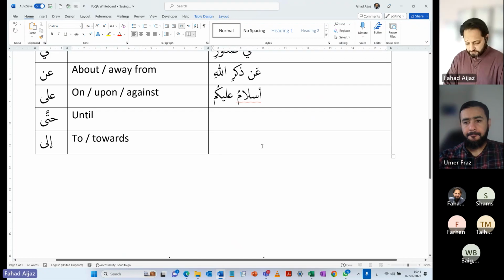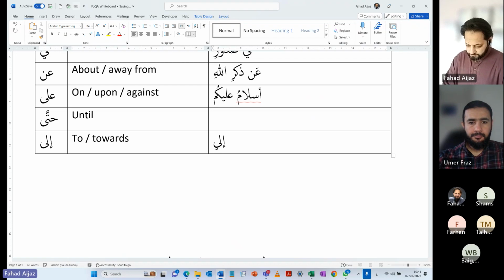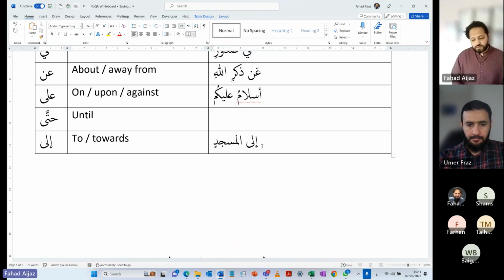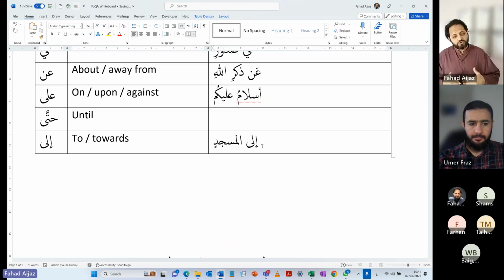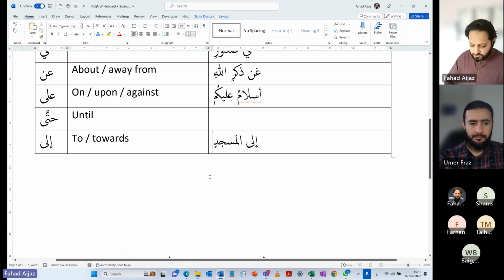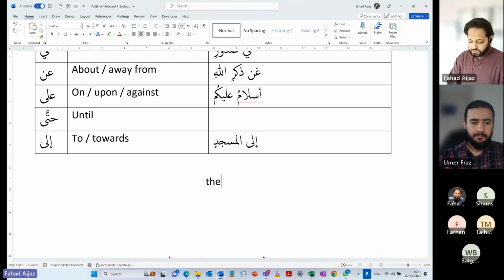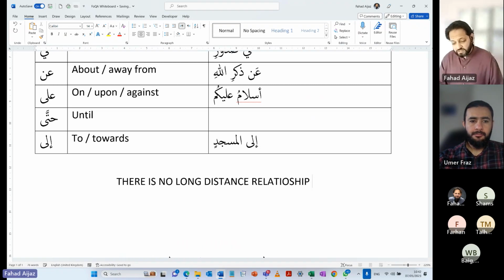Hatta ila al-masjidi, for example. Ila al-masjidi. But I think you get the point, right? So that's what it does. The harf of jar is actually going to make the next ism jar. There are a few things you should keep in mind about this type of fragment: there is no long distance relationship. The ism should come immediately after.